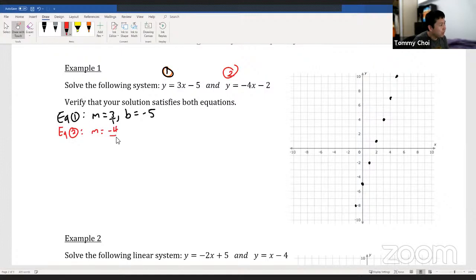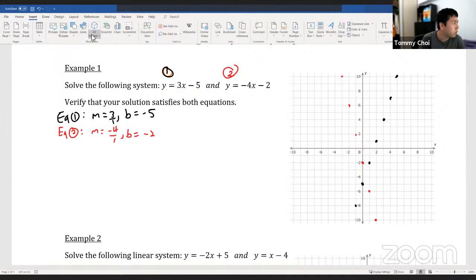For equation 2, the slope is -4 over 1 because it's -4. And the b, the y-intercept, is -2. So we draw our y-intercept first on the y-axis at -2. And we go down 4, 1, 2, 3, 4, and right 1. So we get this. Down 4, right 1. And then we can go backwards as well. We get this. So now I'm going to draw my lines.